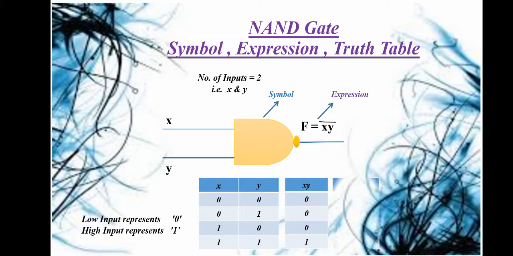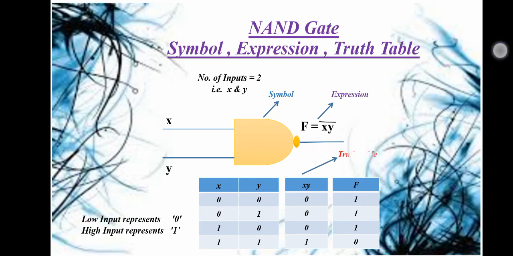Now we will take NOT of AND gate. For NOT of AND gate, we will see the column of xy. Here the xy values will be inverted. When they are inverted, in the first row 0 is inverted into 1, then again 0 is inverted into 1, then in the third row 0 is inverted into 1, and in the fourth row 1 is inverted into 0. So this is the truth table of NAND gate.